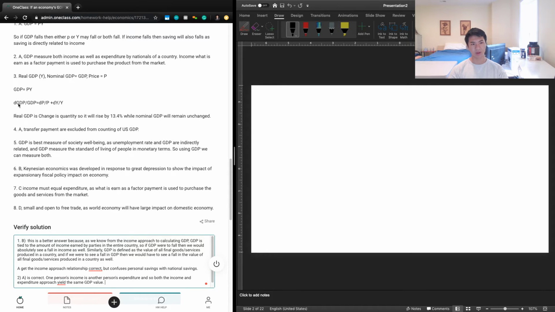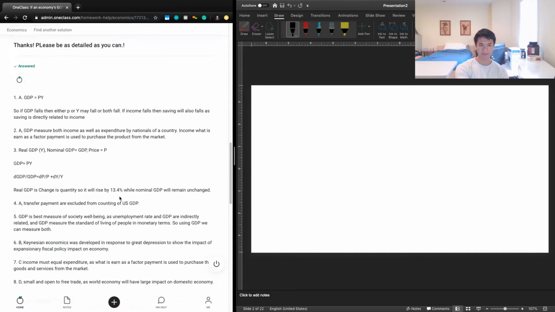So here we see real GDP is given by Y, nominal GDP is equal to GDP, price is equal to P. Nominal GDP is given by price times Y, where a change in GDP is given by the change in price plus the change in Y. Change in nominal GDP is given by the change in price plus the change in production. So real GDP changes with quantity, so it rises by 13.4%, and that is correct, and nominal GDP will remain unchanged. So yep, this is a good solution.